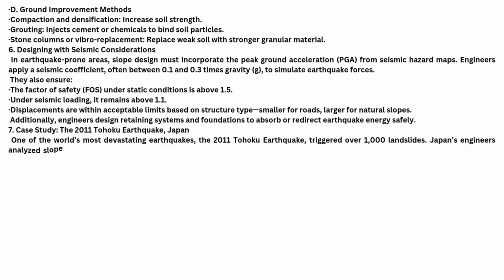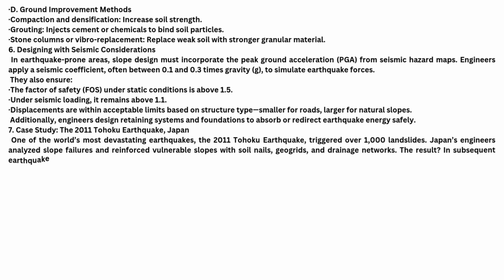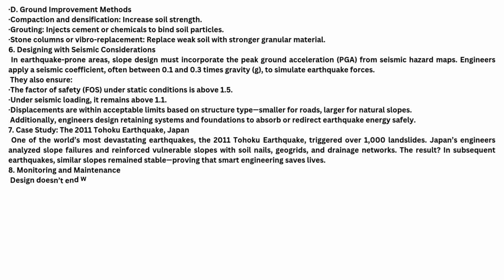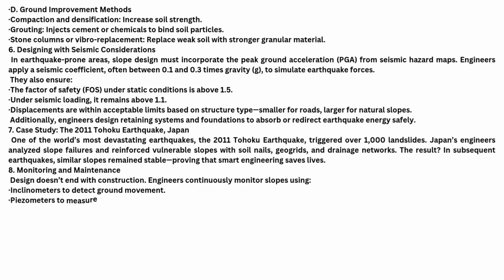7. Case study: the 2011 Tohoku earthquake, Japan. One of the world's most devastating earthquakes, the 2011 Tohoku earthquake, triggered over 1,000 landslides. Japan's engineers analyzed slope failures and reinforced vulnerable slopes with soil nails, geogrids, and drainage networks. The result? In subsequent earthquakes, similar slopes remain stable, proving that smart engineering saves lives.